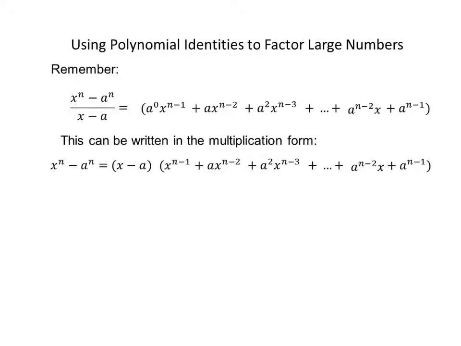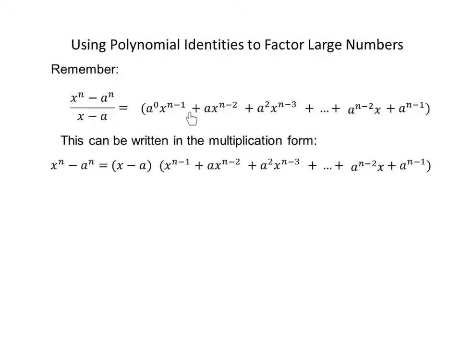In this video, I will be showing you how to use the polynomial identity that we derived from dividing by x minus a. We're going to be using this identity down here: x to the power of n minus a to the power of n divided by x minus a equals this stuff over here. We're going to be using this identity to help us factor very large numbers. I'll show you an example.